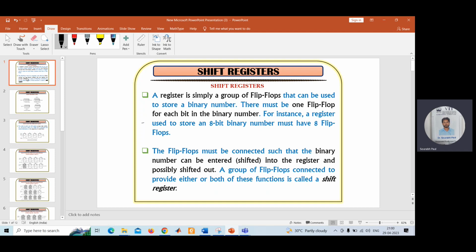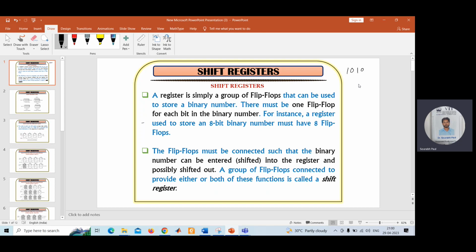A shift register is nothing but a combination of some flip-flops that can be used to store a binary number. Suppose we have a binary number, say 1010, and you want to store this particular combination, 1010. So we need to use one register.